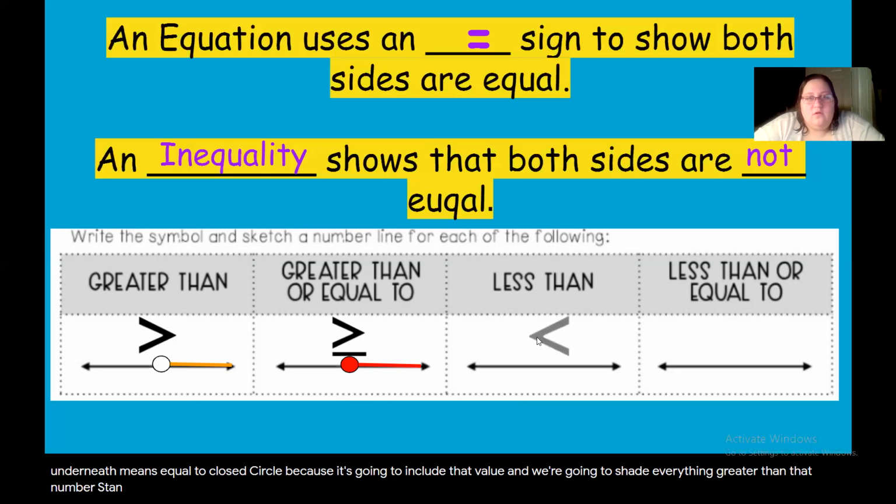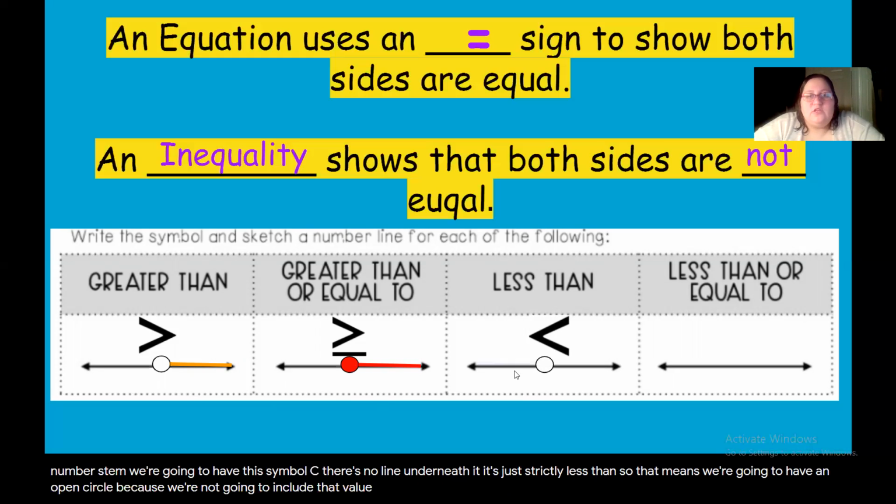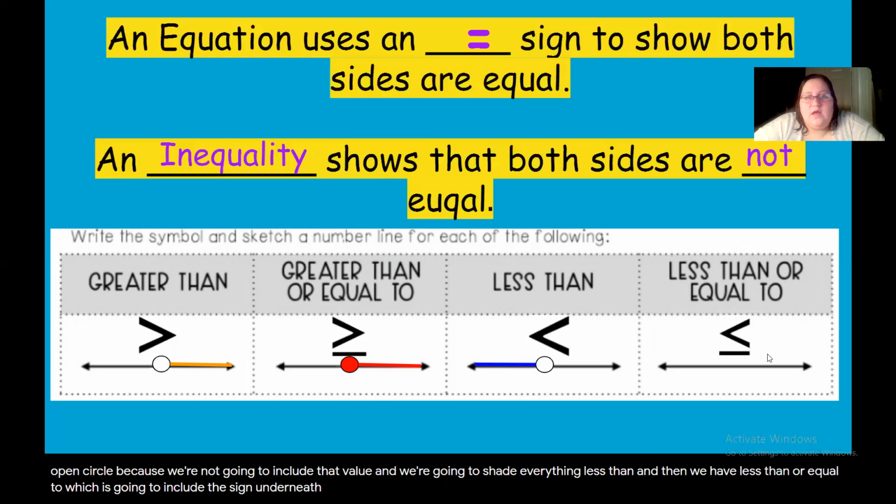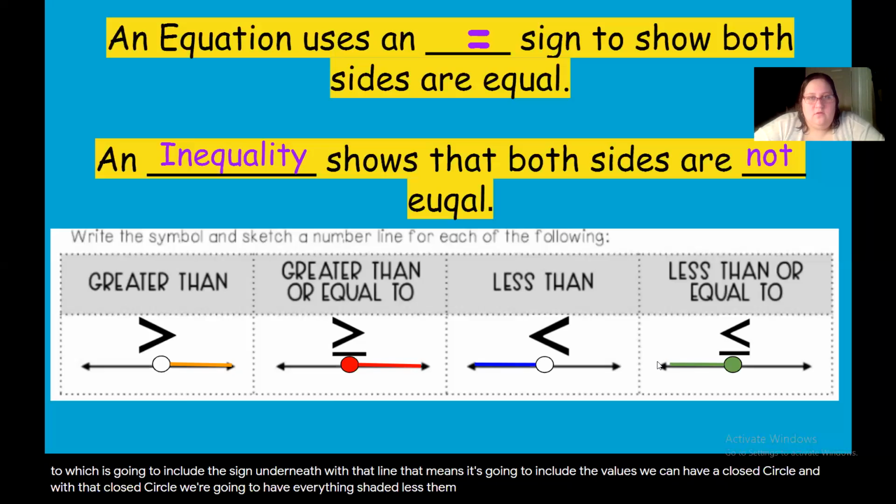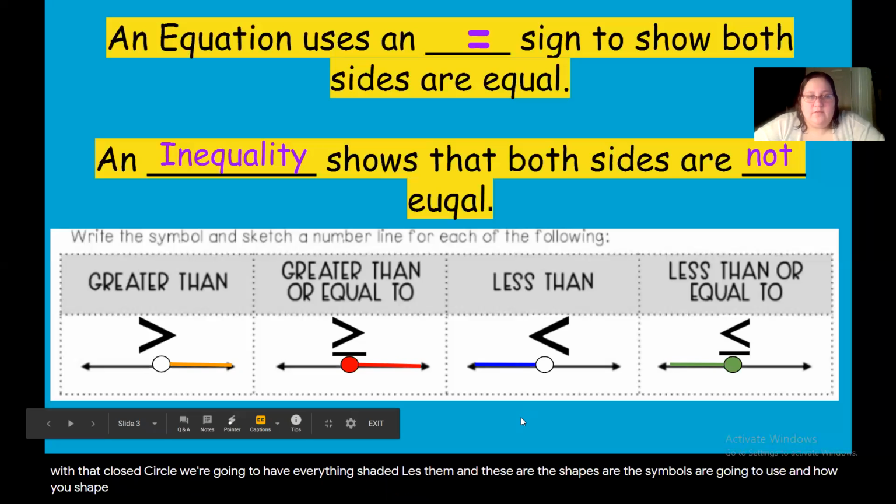For less than, we're going to have this symbol. See, there's no line underneath it. It's just strictly less than. So that means we're going to have an open circle because we're not going to include that value. And we're going to shade everything less than. And then we have less than or equal to, which is going to include the line underneath. With that line, it's going to include the value. So we're going to have a closed circle, and with that closed circle, we're going to have everything less than shaded. And these are the symbols that we're going to use and how you shade and graph them.